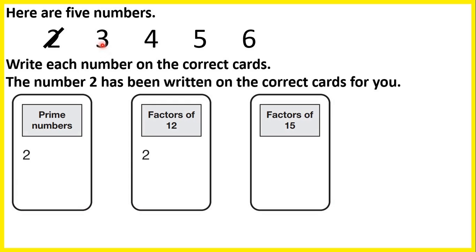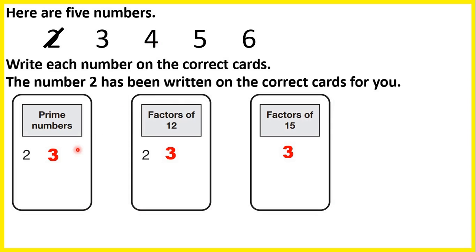So now let's take the number 3. That's a prime number because 3 is only in the 1 times table and the 3 times table, not in any other times table, so it only has 2 factors, which means it's a prime number. And 3 is a factor of 12 because 4 times 3 is 12, so 12 is in the 3 times table. And 3 is also a factor of 15 because 5 times 3 is 15, so 15 is in the 3 times table, which means that 3 is a factor of 15.